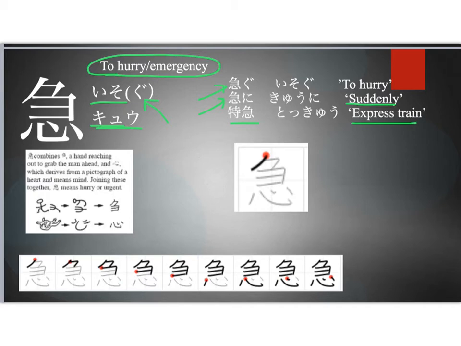I don't have a strategy for this one, but I did find this one on the web. Here you can't quite see it, but that top portion is supposed to represent a hand reaching out to grab somebody ahead of them. Underneath that you have a heart, right? So here's the hand and the person being grabbed. And so that's why kyu means hurry or urgent. The stroke order is ichi, ni, san, shi, go, roku, shichi, hachi, kyu.